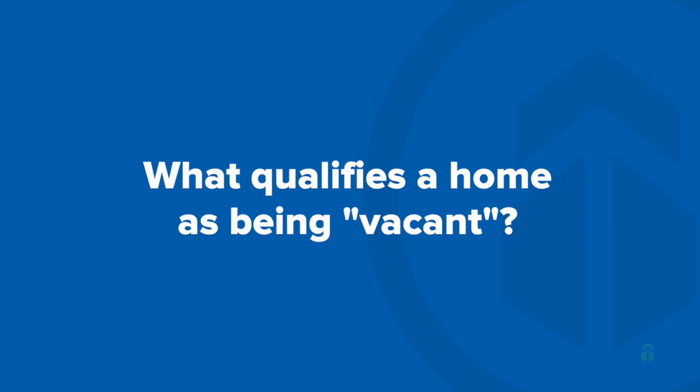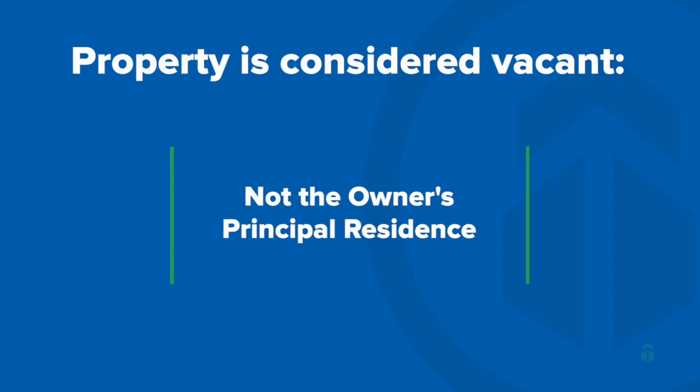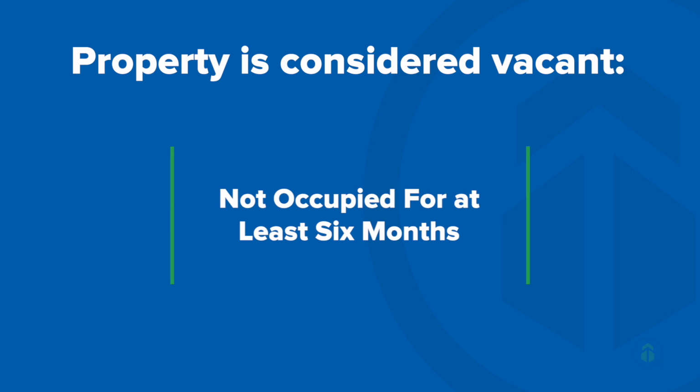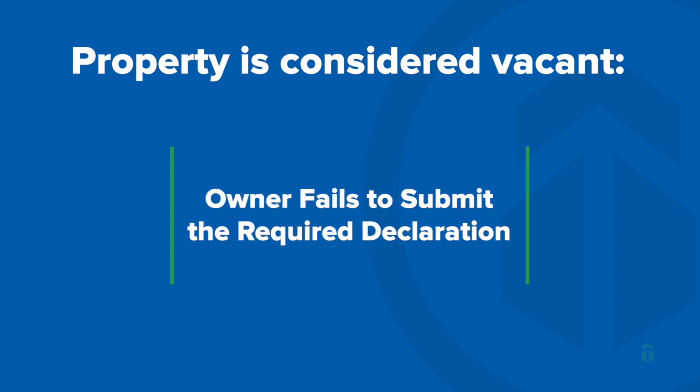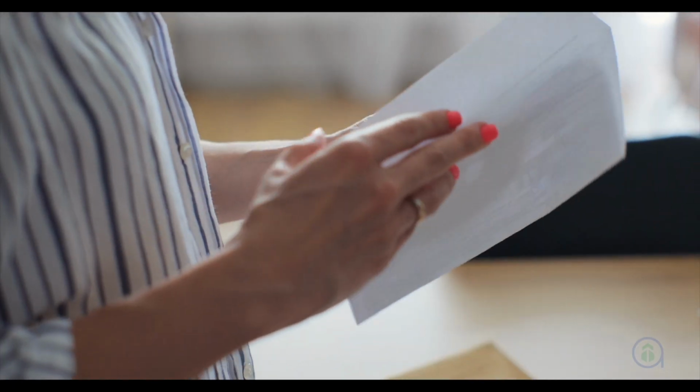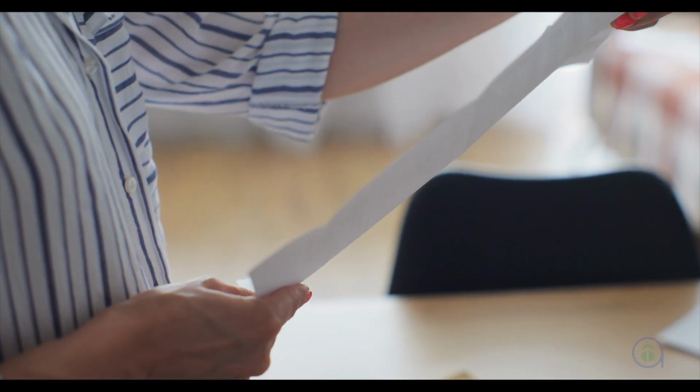What qualifies a home as being vacant? A property is considered vacant if it's not the owner's principal residence, is not occupied for at least 6 months, is not eligible for an exemption, or if the owner fails to submit the required declaration. Owners of properties subject to the tax will be issued a vacant home tax notice at the end of March, and payment will be due in 3 installments in May, June, and July.